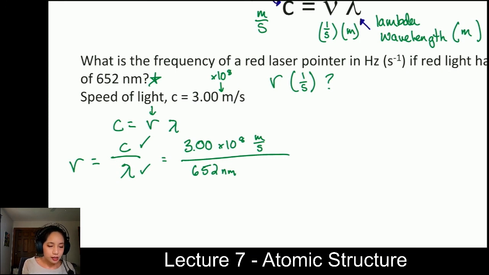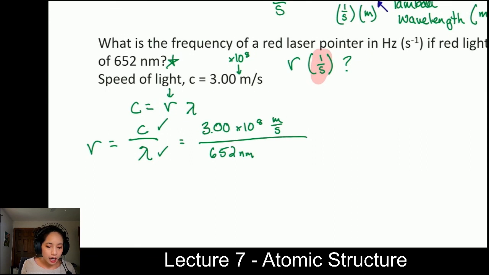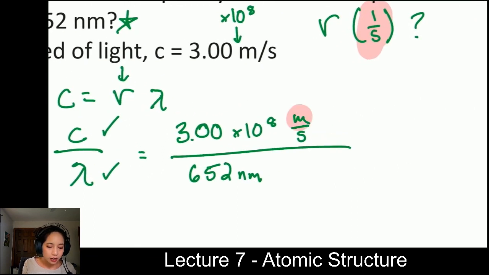So remember the unit that we're after: we're after this per second or hertz unit. If I look at the units that I have written down right now, I have a meter and I have a nanometer, so those two units won't cancel one another. I need to get them to be the same unit. So before I move on with my calculation, I need to convert this nanometer to match the speed of light unit, which is a meter. So I'm going to convert nanometers to meters, so a little bit of dimensional analysis in here.